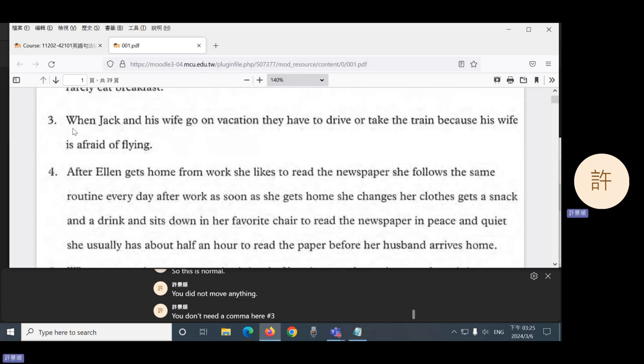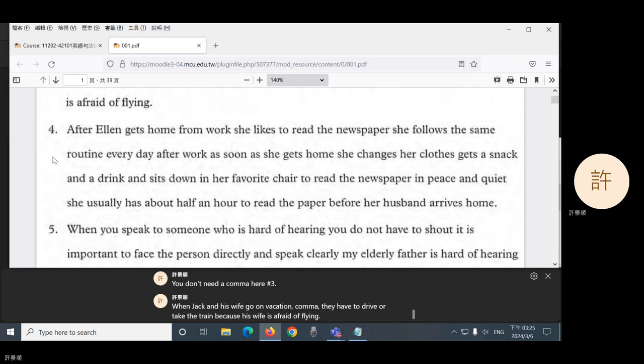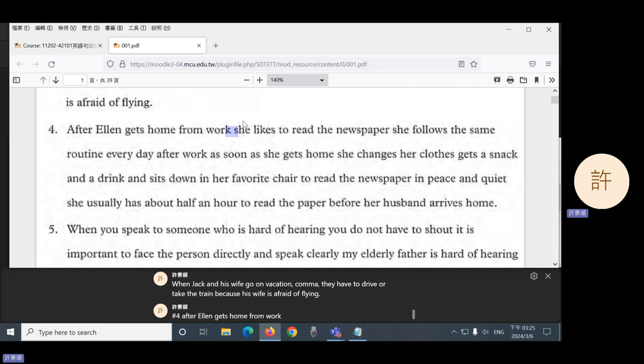Number three, when Jack and his wife go on vacation, comma, they have to drive or take the train because his wife is afraid of flying. Number four, after Ellen gets home from work, comma, she likes to read the newspaper, period. The sentence ends here. Capital S. She follows the same routine every day after work as soon as she gets home. Period.